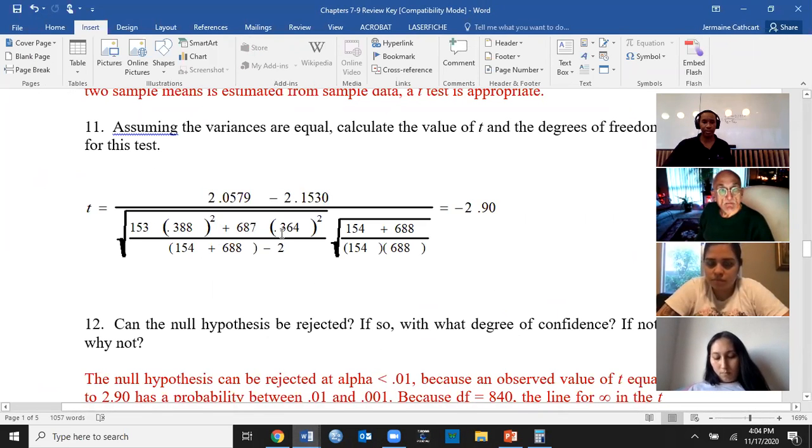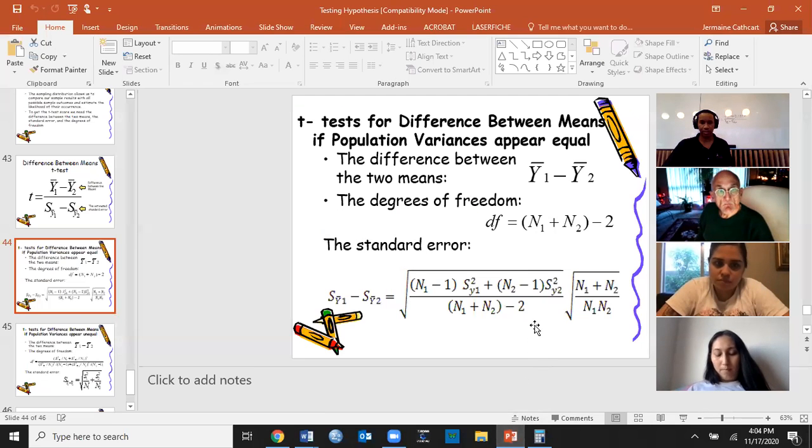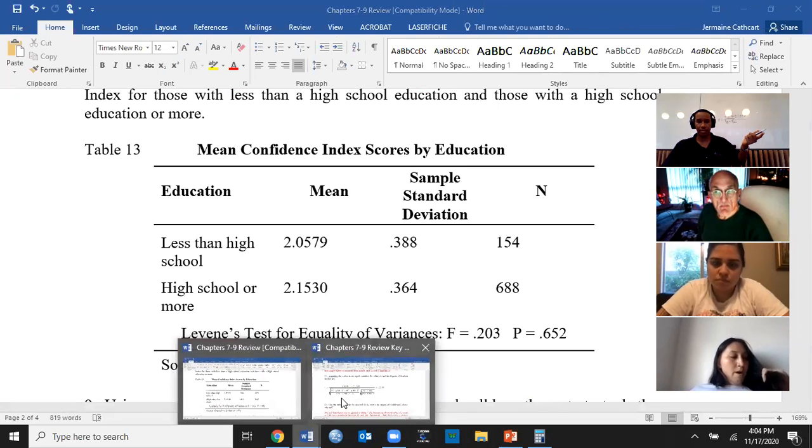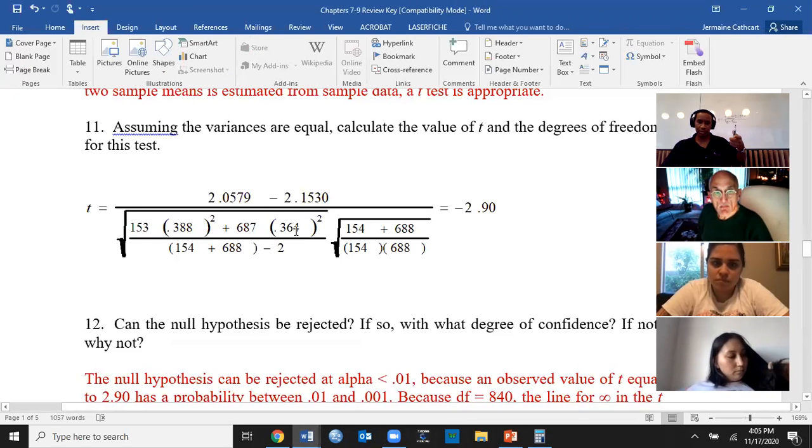Okay. Now the second part of the equation is very similar to the first part, in the sense of n of the second sample minus 1 times the variance of the second sample. So what you would do is you take the n of the second sample, which is 688 minus 1, which will give you 687, times 3.64 squared. Okay. So you'd put that 3.64 squared times 687. Okay. Take those two numbers, you add them together.